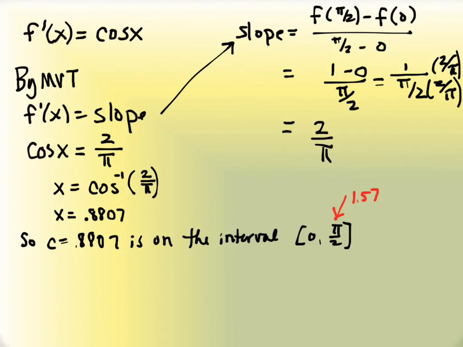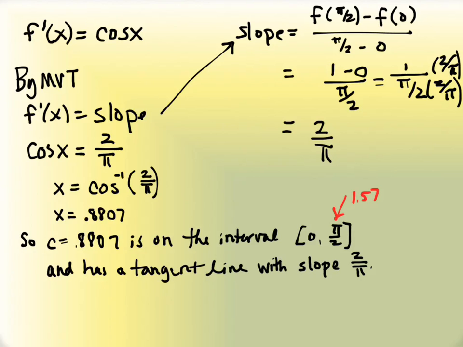So it's on the interval, and it has a tangent line with slope 2 over pi. Mean value theorem said we were going to have this happen, and we in fact verified just right now that it did in fact happen. Now we need to do what? There's one more thing to do.